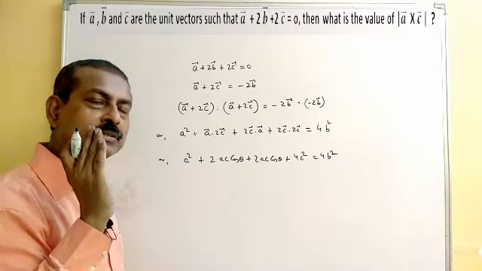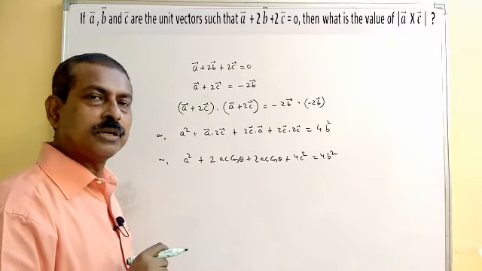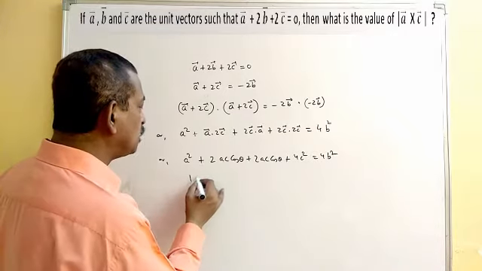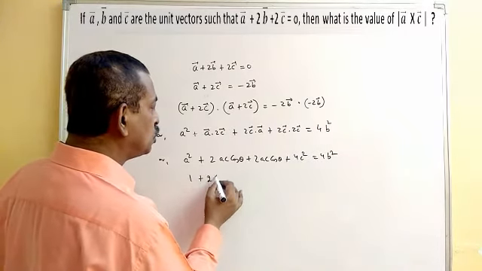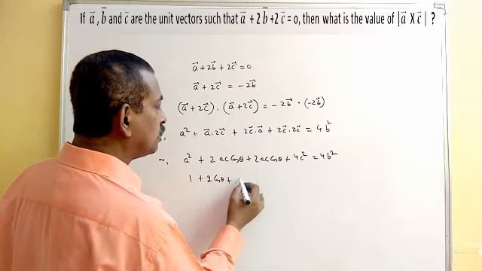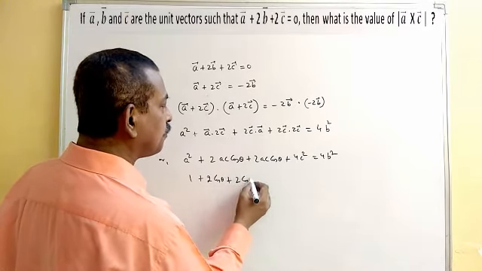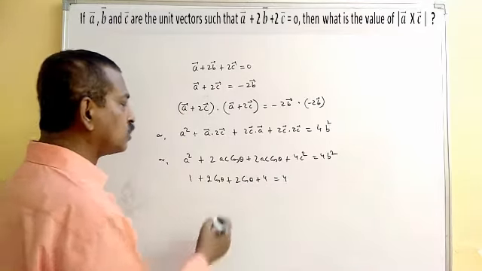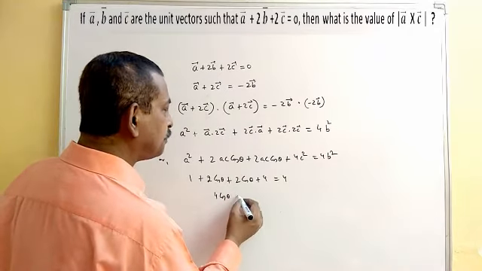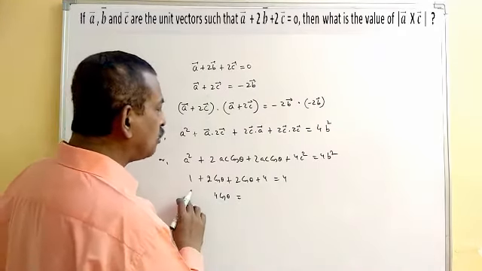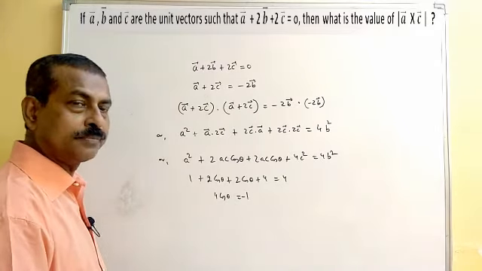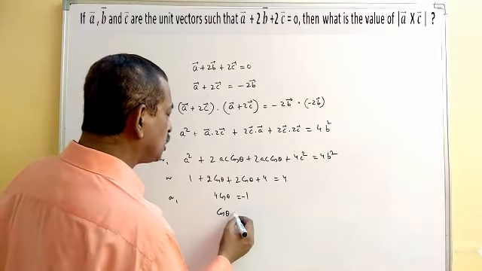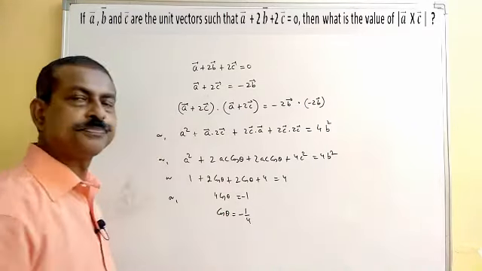Remember that A, B, C are all said to be unit vectors. So as they all are unit vectors, their magnitudes will be 1. So this will be 1 plus this term will be 2 cos theta, this is also 2 cos theta, and this is 4 equals 4. So what we get? 4 cos theta will be equal to how much? This side, it is basically minus 1. So 4 cos theta is minus 1. So the cos theta term is minus 1 by 4.